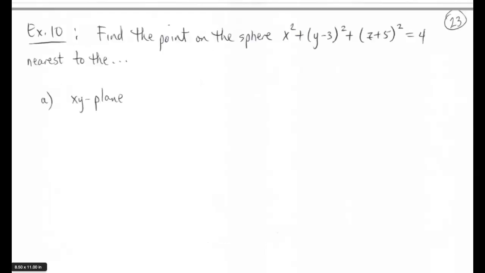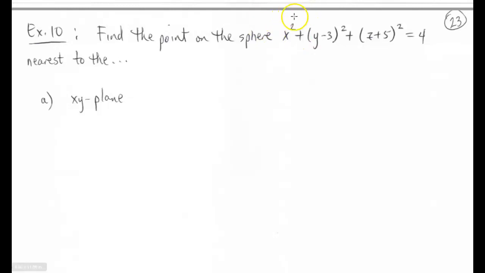All right, so if you've been watching this since the beginning, thank you so much for sticking in there. We now are at a final example, and here we want to find the point on the sphere that's given to us that's going to be nearest to the xy plane, okay?